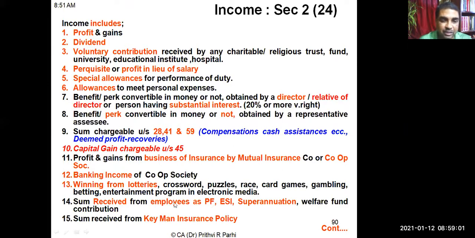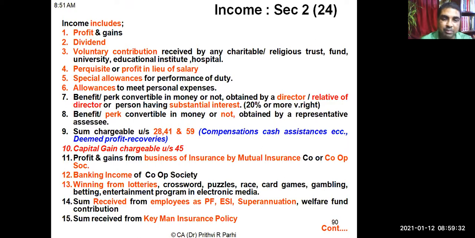Sums received from employees as provident fund, ESI, superannuation, then welfare fund contribution. These are some funds to which employees contribute or the employer collects from employees. So for the employer, these are incomes. And when the employer deposits them, the employer can claim it as an expense. But when it is received by the employer from the employee, that is an income.